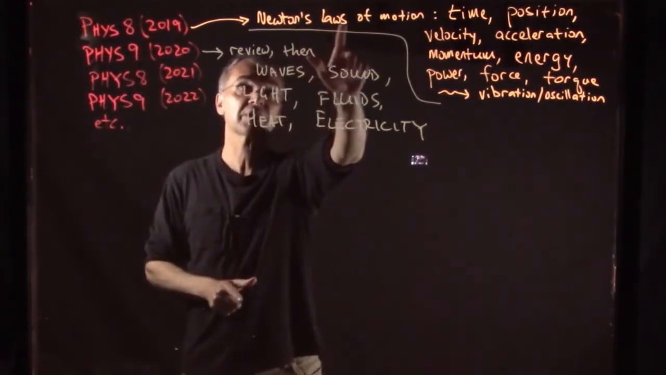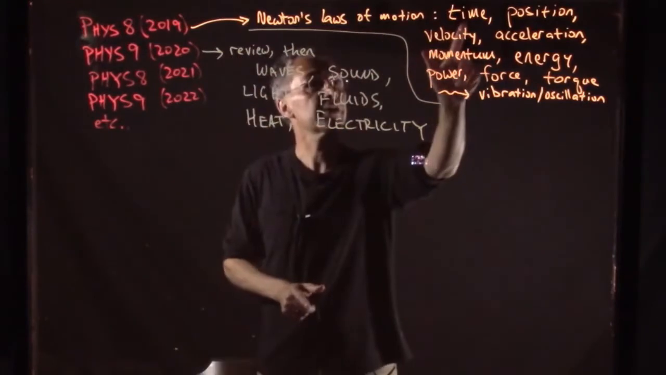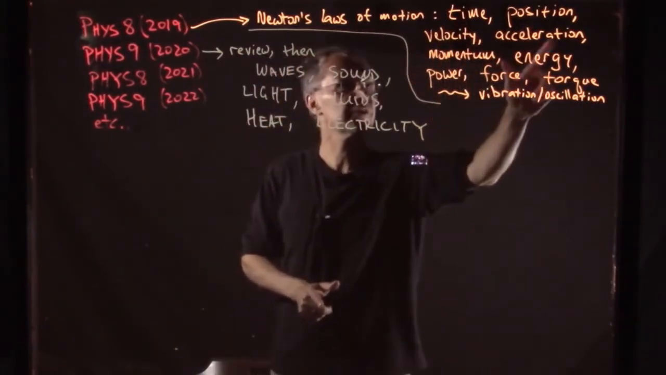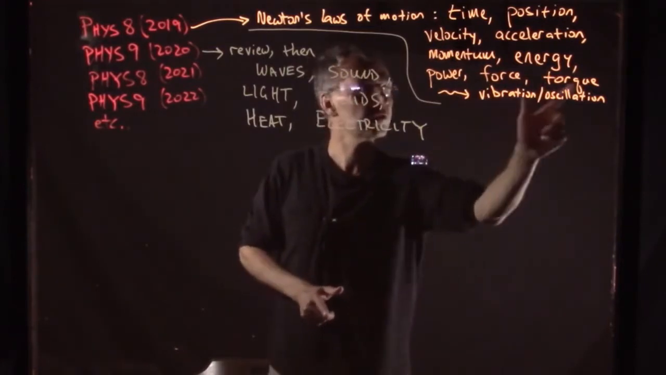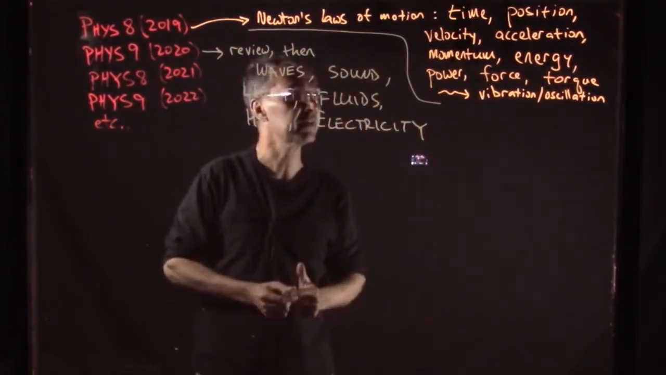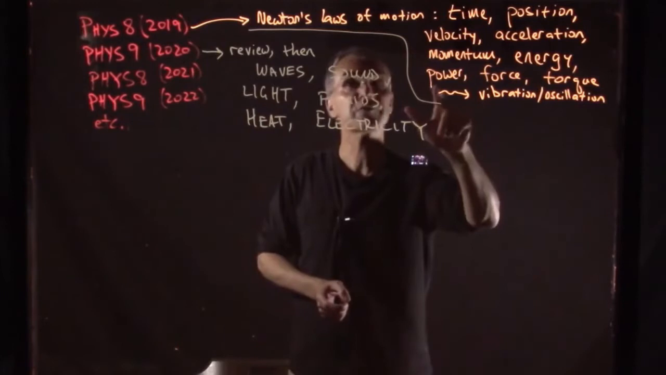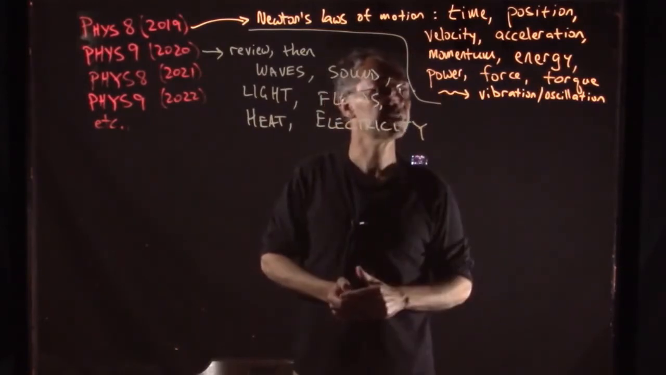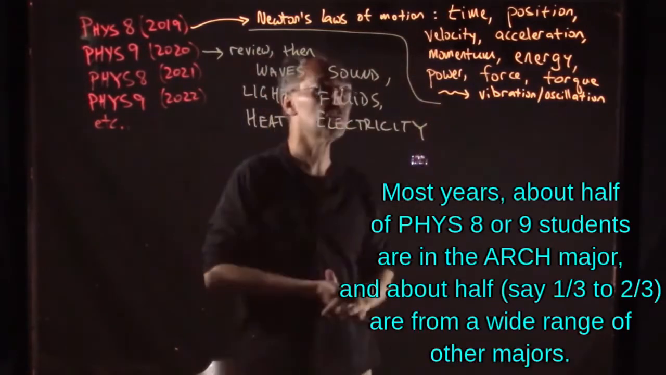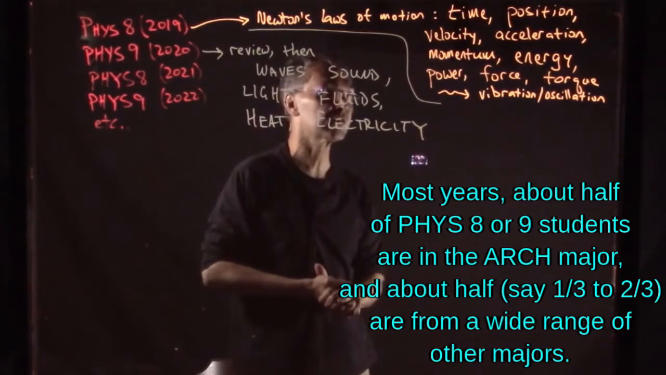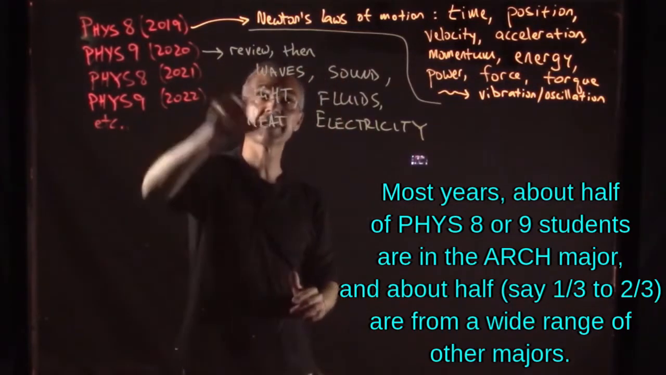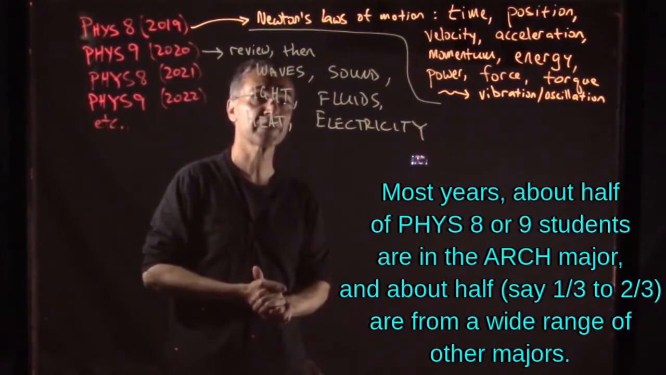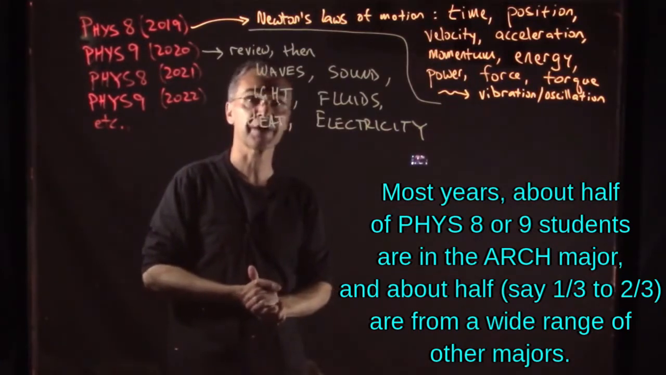Physics 8 basically discusses Newton's laws of motion. So we talk about time, position, velocity, acceleration, momentum, energy, power, force, torque. And actually, once you know force and torque, you can start to think about analyzing architectural structures. And then we finally wrap up Physics 8 with vibration and oscillation. Physics 8 is much more closely related to the architectural structures aspect of your architecture education, whereas Physics 9 is going to turn out to be much more closely related to the environmental systems side of architecture.